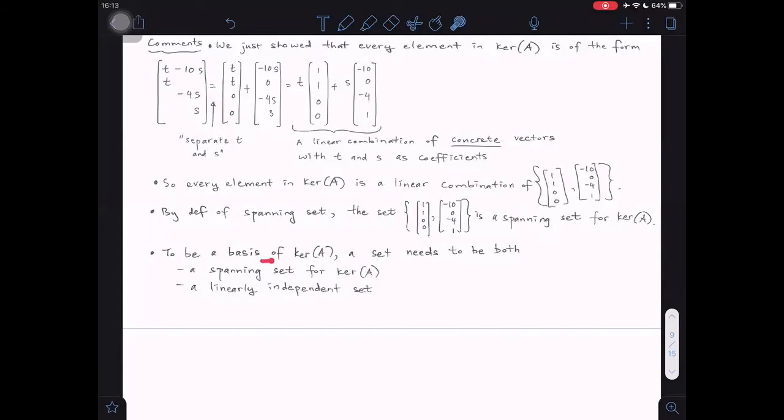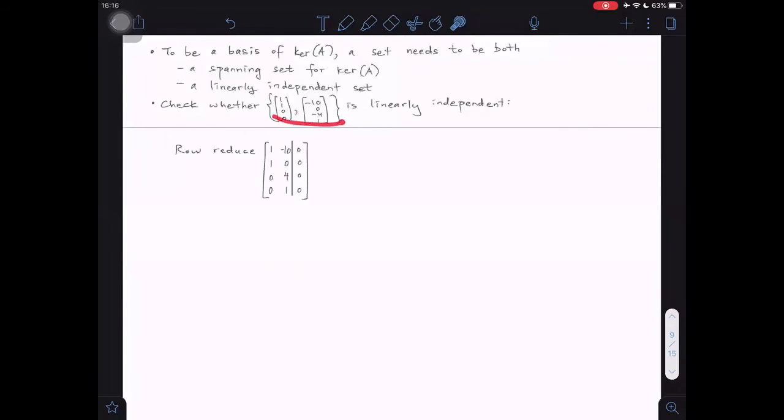To be a basis of the kernel of A, a set needs to be both a spanning set for the kernel of A, which we just said it is earlier, and it also needs to be linearly independent. So we will check the second part. To check that the set is linearly independent, we turn the vectors into column vectors of a matrix and put the 0 entries to the right of the vertical line and perform elementary row operations.